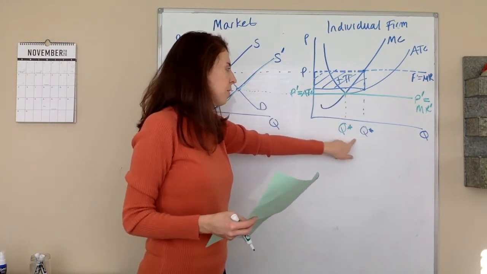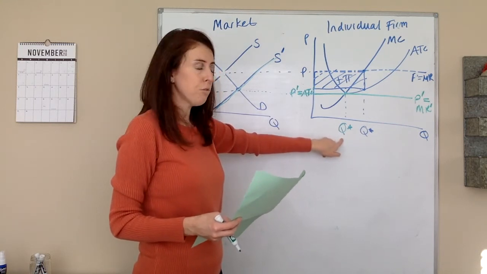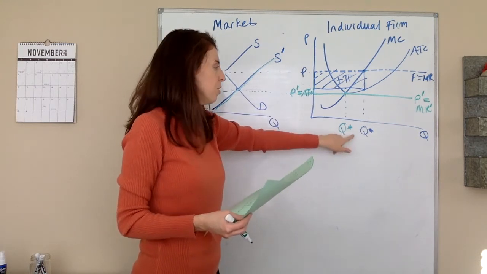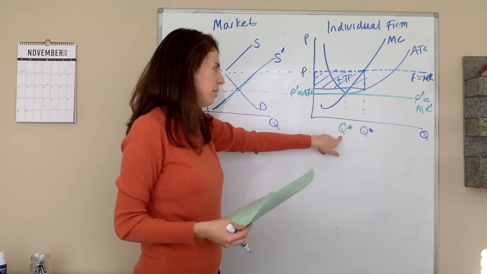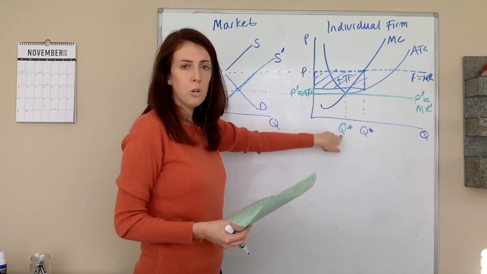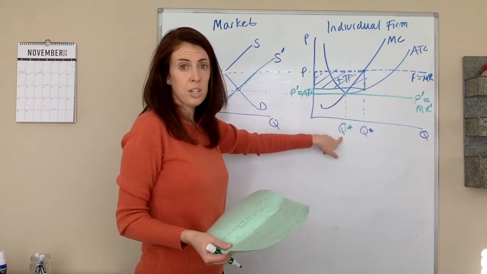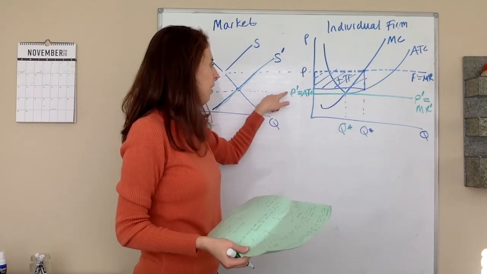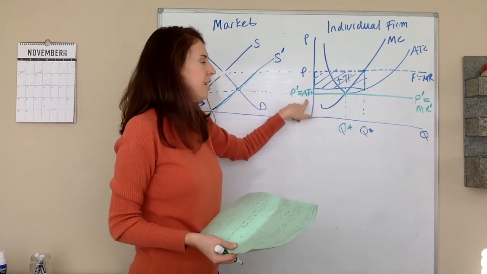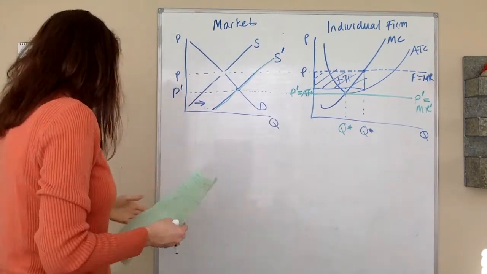So each individual firm, there's going to be more total firms, but each individual firm is going to lower its output. And then at that new optimal quantity, all the profits are shrunk up. They've dried up. So now they have a price equal to average total cost, and there's no longer any profit.